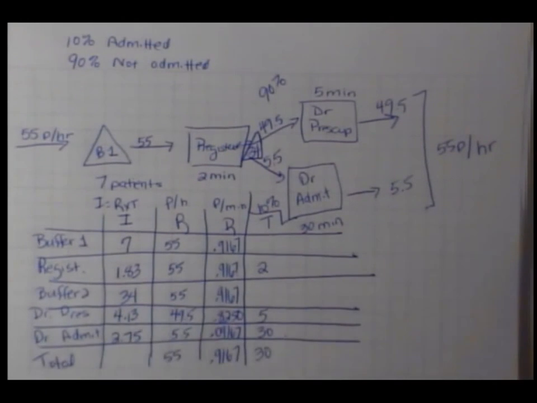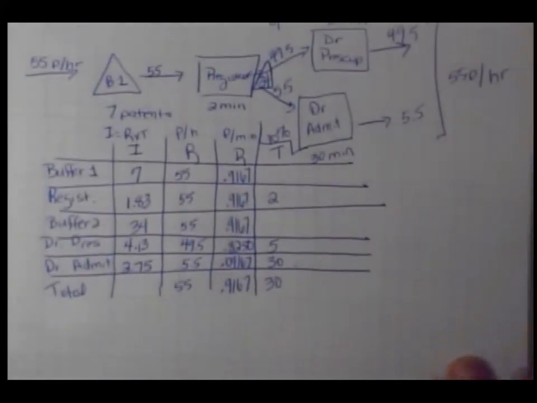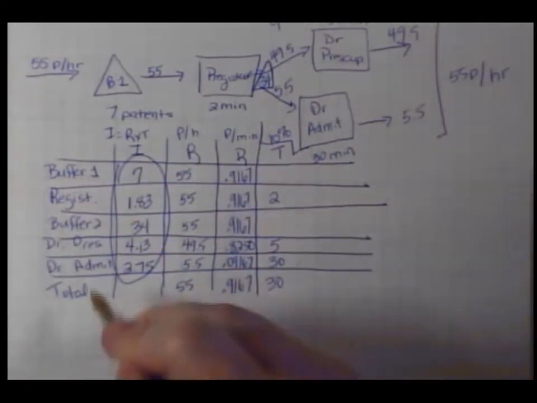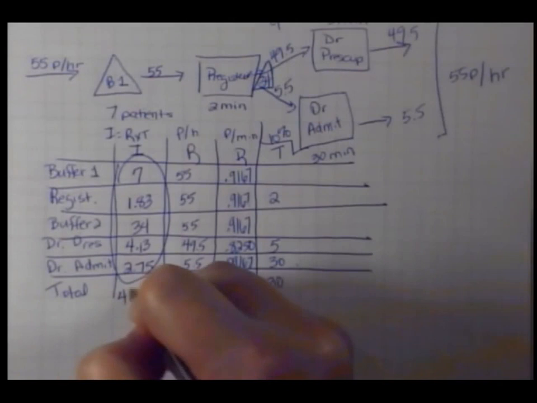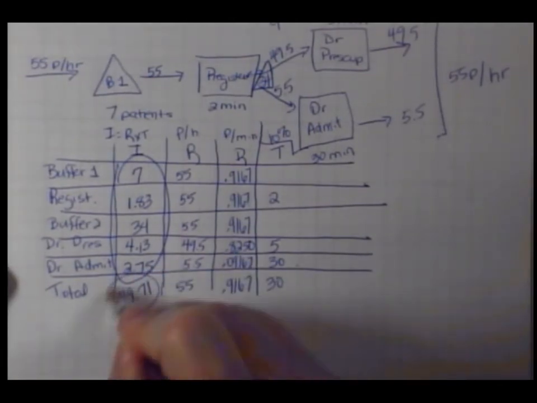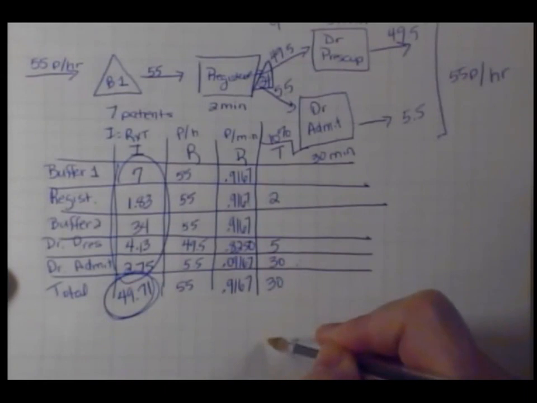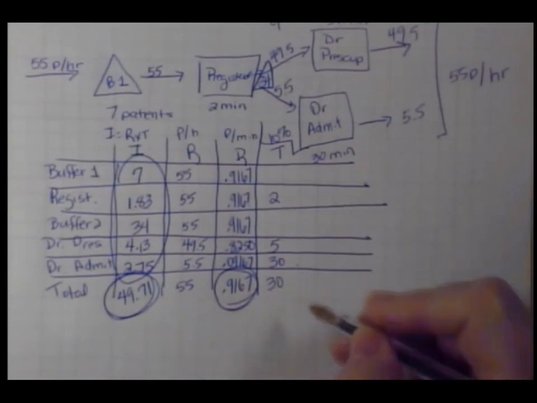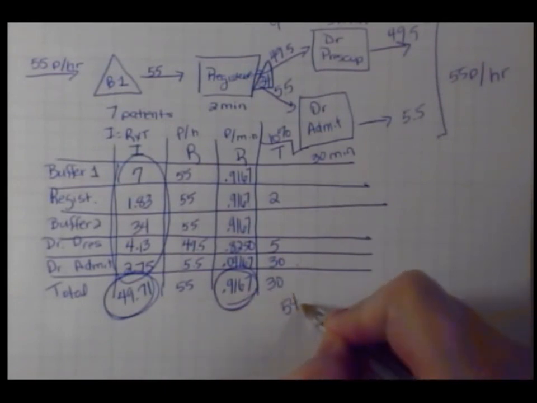Okay? So then I can sum up my inventory. And so my average inventory in the entire system is 49.71. Okay? And so I've got my average inventory in the entire system, right? And I have my average throughput, so I can already calculate that the average flow time is 54.23 minutes. Okay?